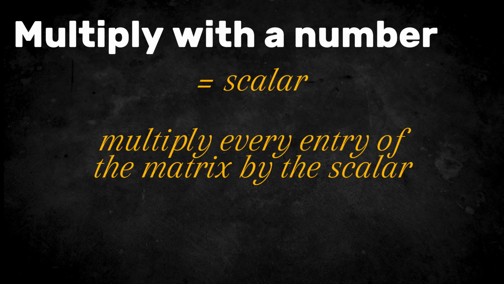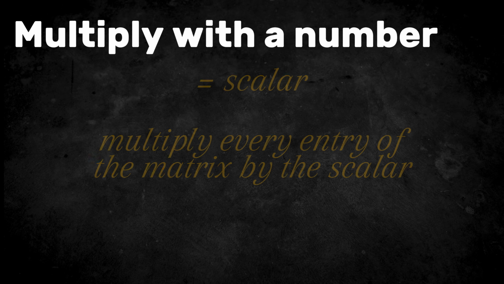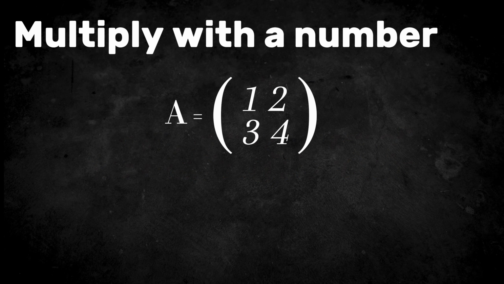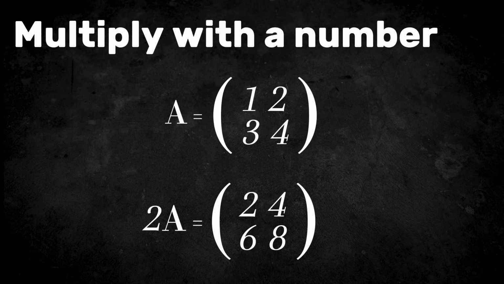We can also multiply a matrix by a number, which we call a scalar. To do this, we just multiply every single entry in the matrix by that number. For example, if we multiply the matrix with entries 1, 2, 3, 4 by the number 2, then every entry doubles, and the result is 2, 4, 6, 8.